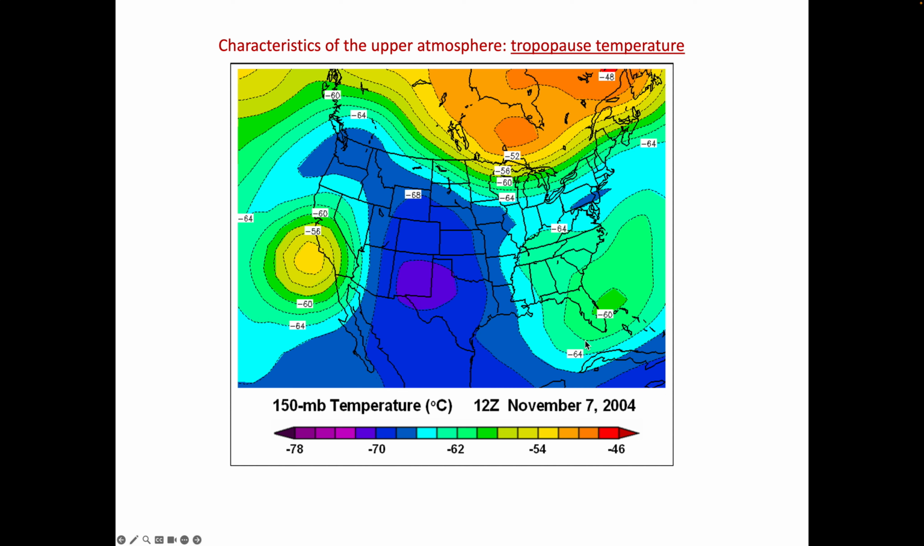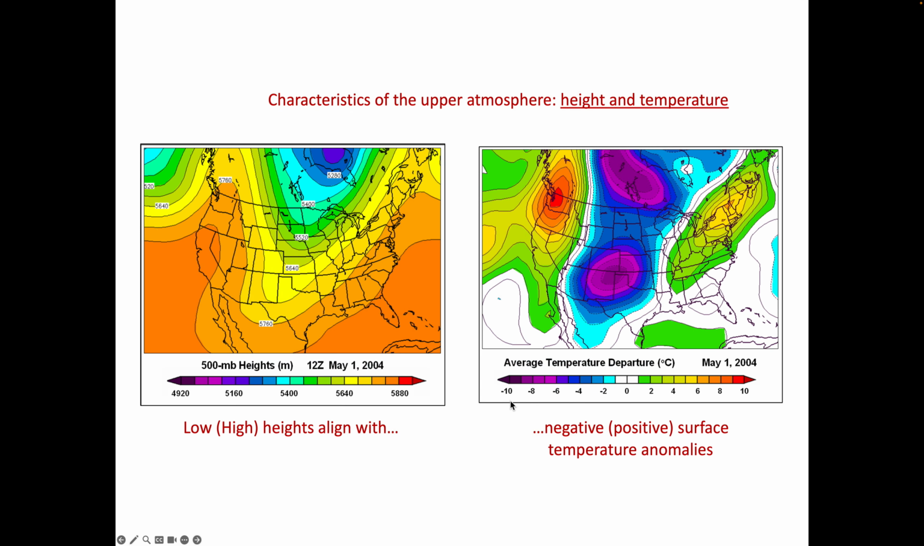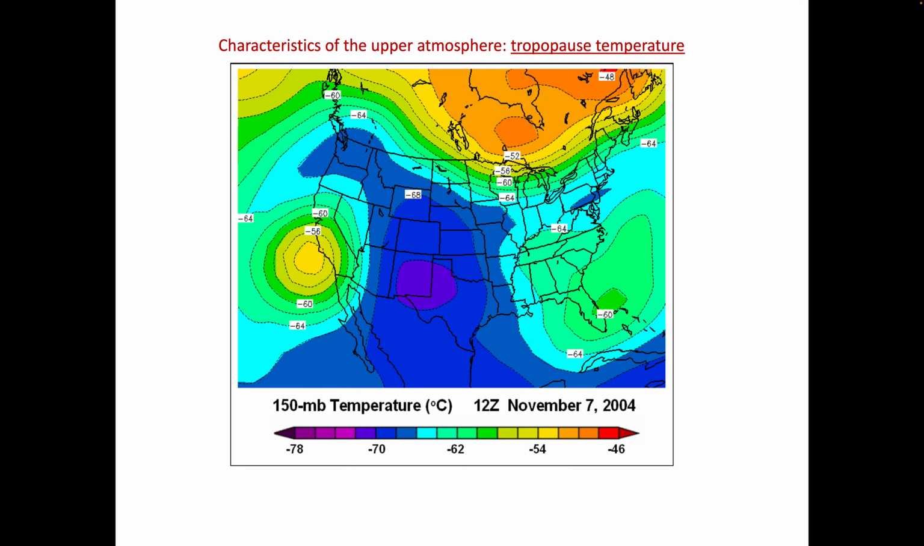Okay, now I'm going to talk about tropopause temperature. And so I told you that this notion of mean column temperature versus where the coldest or warmest air in the column is located matters. So here is an example of tropopause temperatures, in this case, right around 150 millibars for this particular example on November 7, 2004. And unfortunately, it's not the same date as our previous slide.